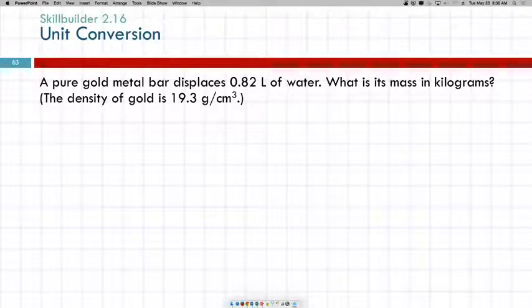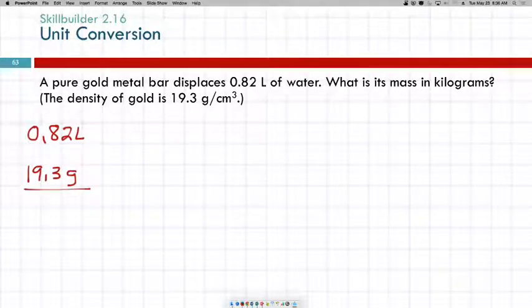Okay, a pure gold bar displaces 0.82 liters of water. What is its mass in kilograms? And they're giving us the density of gold. So let's write these numbers down. 0.82 liters, and the other number there is 19.3. Again, that fraction, write it as a vertical fraction. So we've got two numbers that are given.